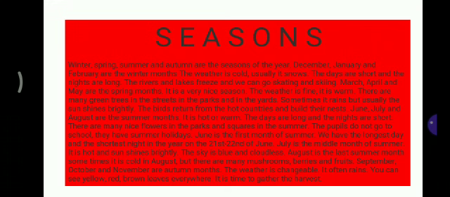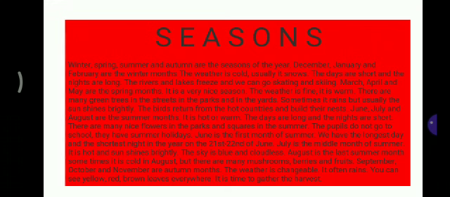June, July, and August are the summer months. It is hot or warm. The days are long and the nights are short. There are many nice flowers in the parks and squares in the summer. The pupils do not go to school. They have summer holidays. June is the first month of summer. We have the longest day and the shortest nights in the year on the 21st and 22nd of June.